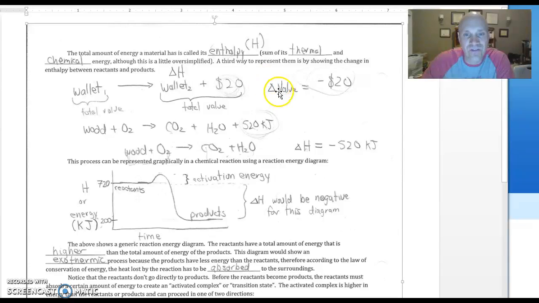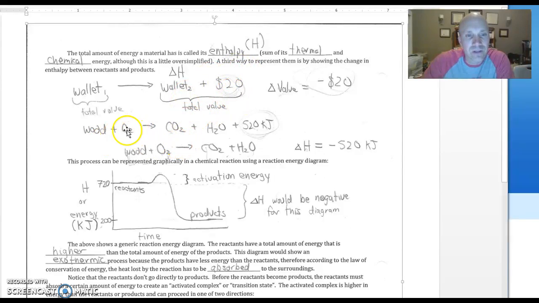So the change in its value in this process we could represent as minus 20. That is the difference in the value from start to finish. Notice that when the change in the value of the wallet is negative, that's when money is being given off as a product in the process.